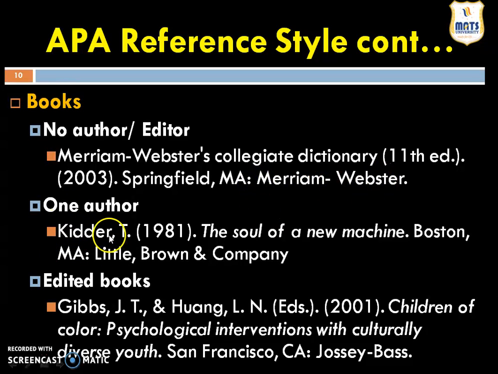one author, the last name of the author will be written first, then we have to put comma here, then the abbreviation of first name, then year, and the complete name of the book, name of the publisher, and address. Likewise, for an edited book, we have to mention the name of the editors, and we have to mention eds dot. It is the editors' names, and then we have to put the year, then name of the book, and its publisher and its address.